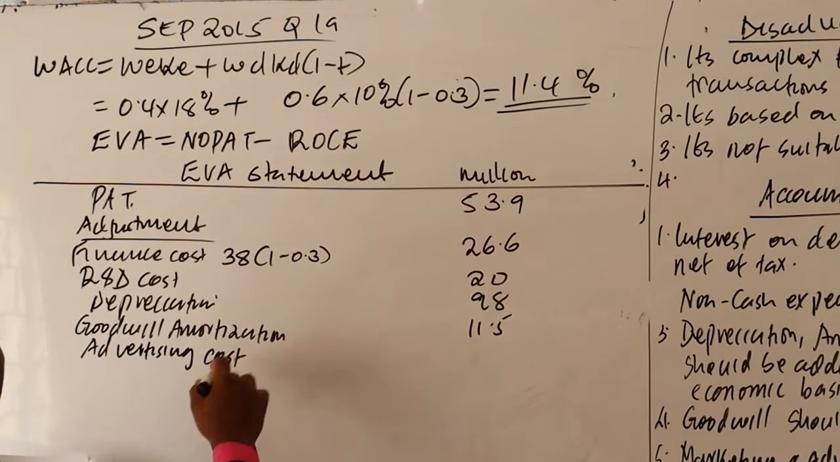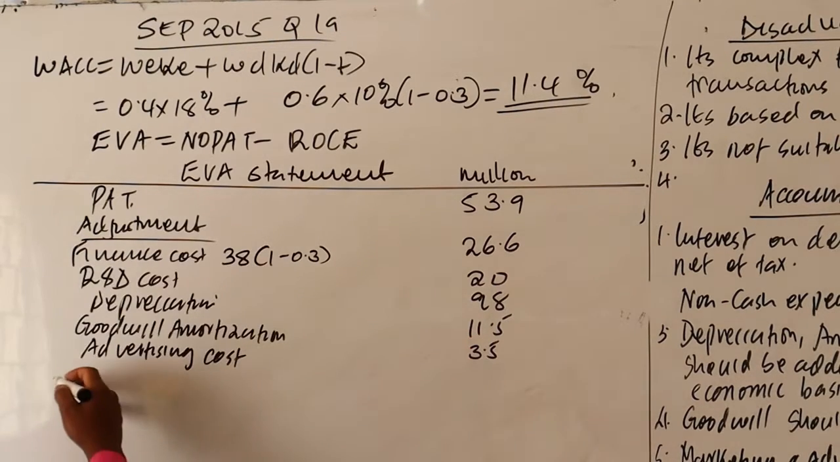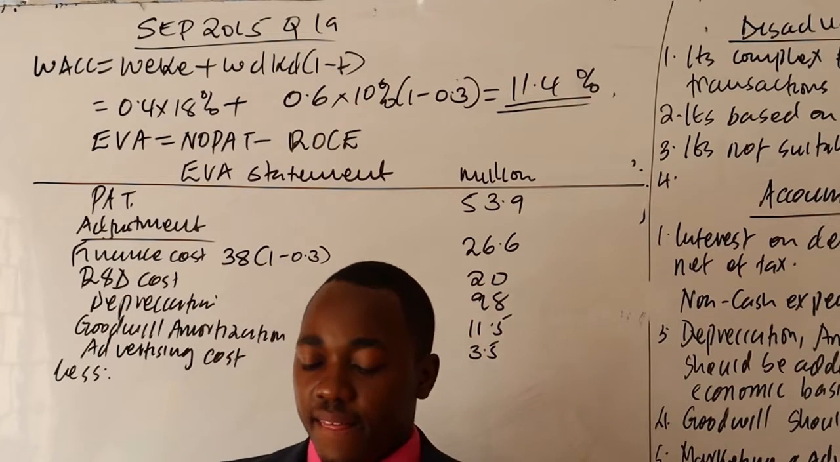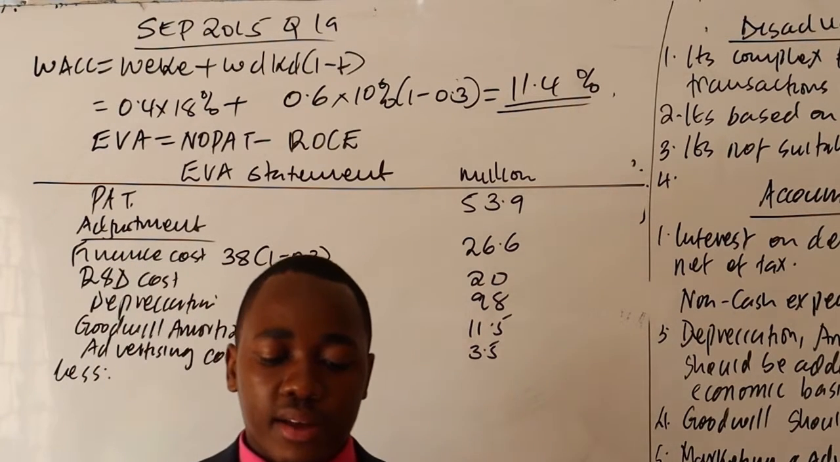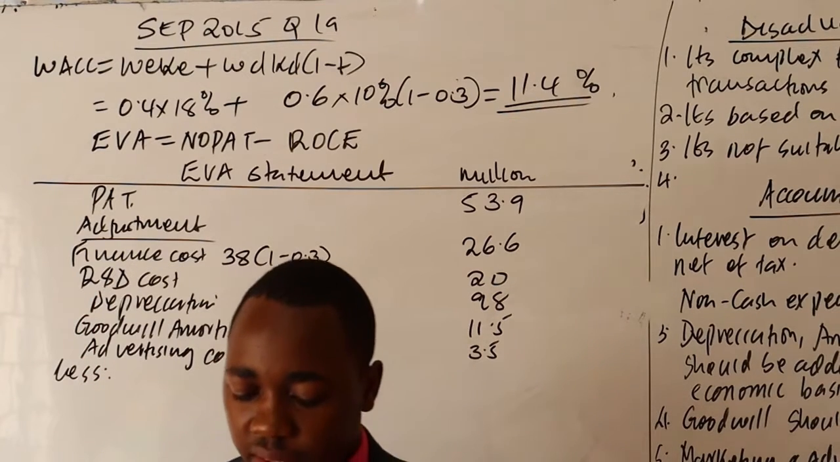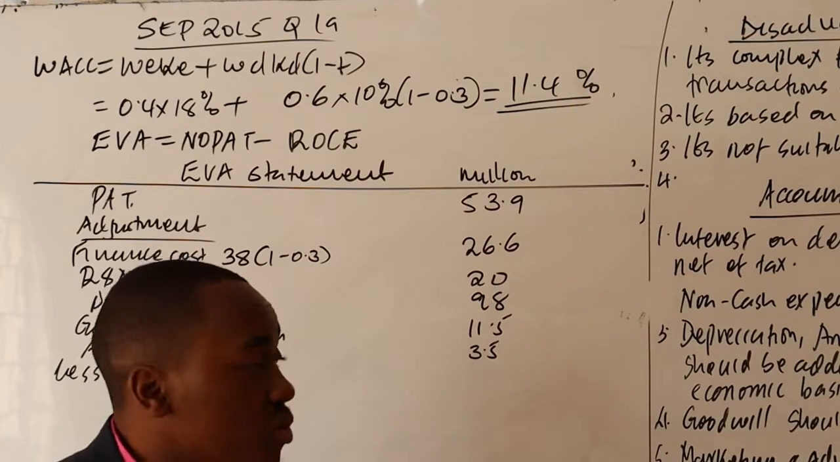Advertising cost. We say that the marketing and advertising cost also should be added back, and then we deduct. Let's go to note number 5. At note number 5, we are told that economic depreciation is approximately 114.